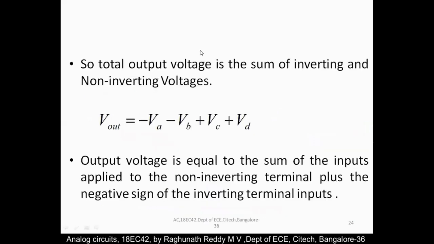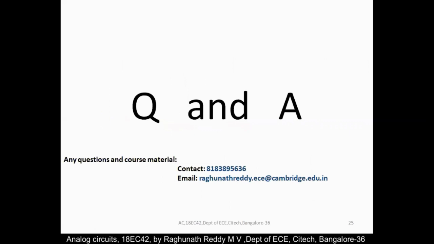Now the total output voltage is the sum of the inverting and non-inverting configurations. So V out equal to minus VA. This minus is due to the inverting configuration. Next, minus VB, also due to the inverting configuration. Plus VC and plus VD are due to the non-inverting configuration. The output voltage is equal to the sum of the inputs applied to the non-inverting terminal plus the negative of the inverting terminal inputs. Any questions?